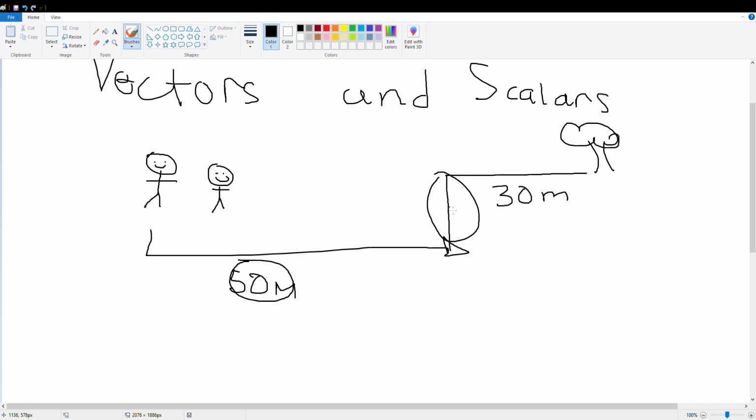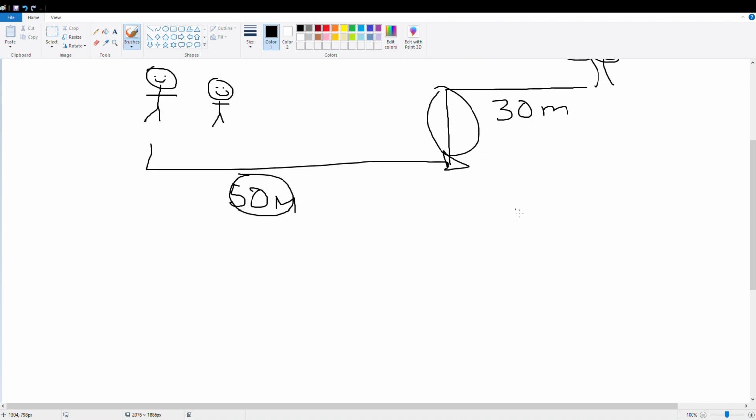Let's start with scalars. Scalars are quantities that are fully described by their magnitude or size. In our treasure hunt example, the distance you told your friend to walk, for example 50 meters and 30 meters, are scalar quantities. So our scalars in this case would be 50 meters and 30 meters.